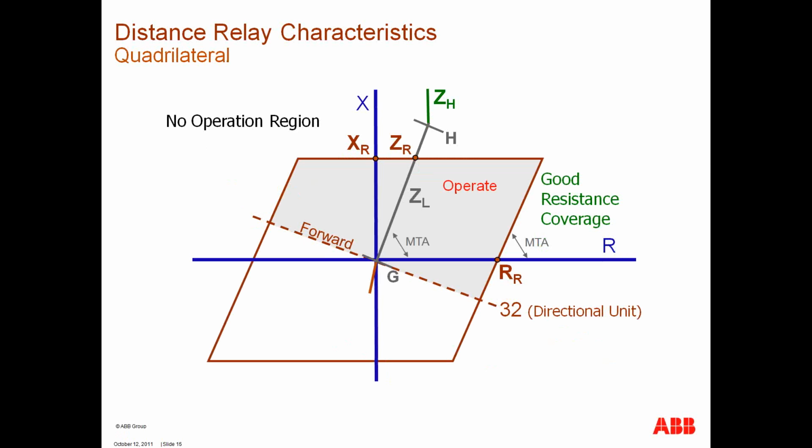Quadrilateral characteristic, this is just a basic form. There are many forms of quadrilateral characteristic. You can define the upper and lower boundary and the resistance boundary left and right. And again, this characteristic also needs to be directionally supervised to have a forward region and a reverse region.